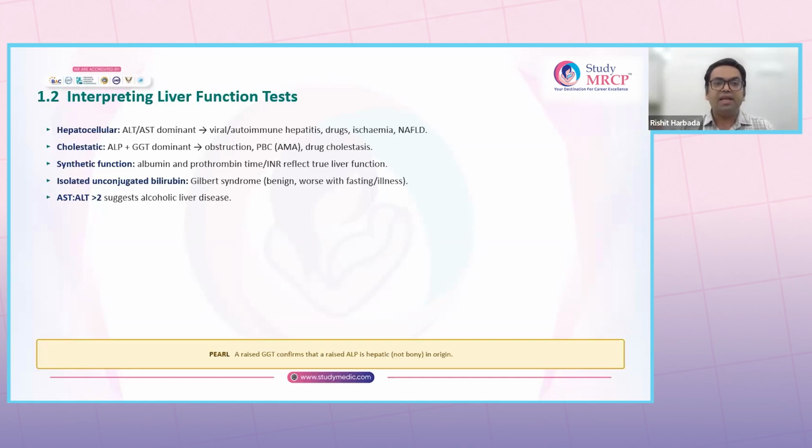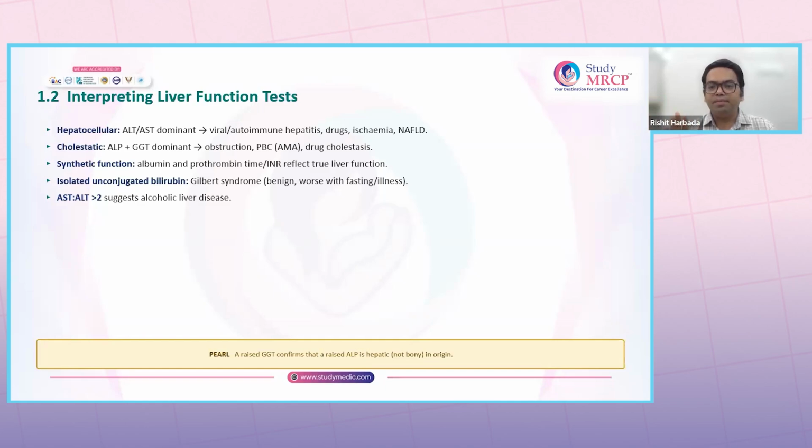And as I said, if the ALP and GGTP are both increased, then you always think in terms of obstruction in the liver, which can be coming from a CBD stone, cholangitis, pancreatic cancer, cholangiocarcinoma, etc. Whereas normal GGTP with raised ALP, always think of bone diseases like CKD-MBD, that is chronic kidney disease metabolic bone disease, Paget's disease, bone metastasis, etc.